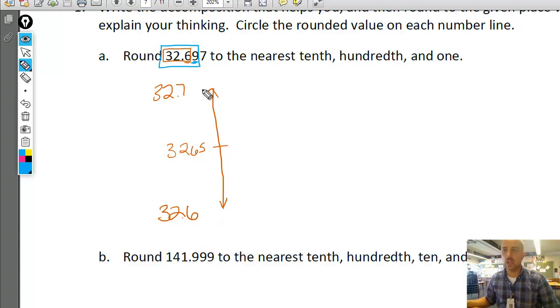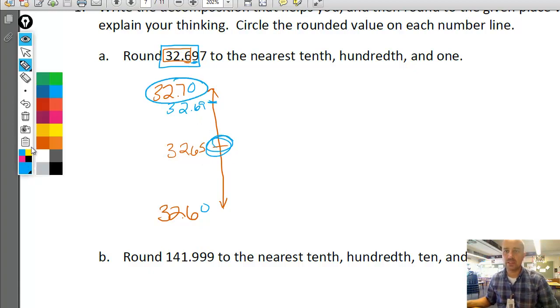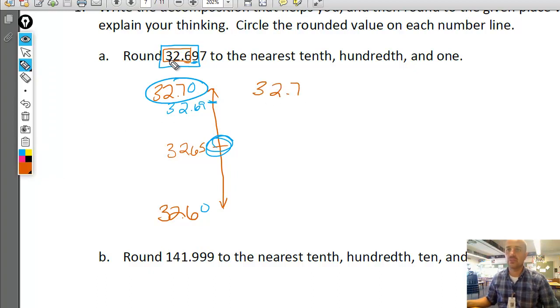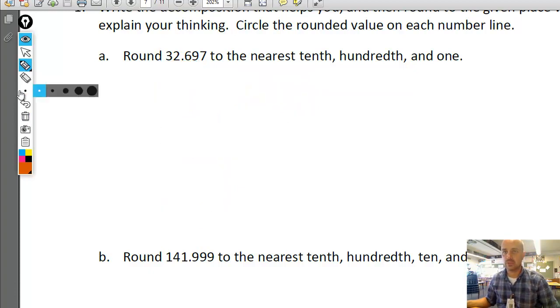If I really wanted to, I could put a 0 there. That might help me understand this in context. I know 3269 would come right underneath this 3270 if I was counting up. So my number here is 3269, and if it's above that halfway point, I'm rounding up. And so my rounded number, 32 and 697 thousandths rounded to the nearest tenth, is 32 and 7/10. Okay, let's try that again for a different number.